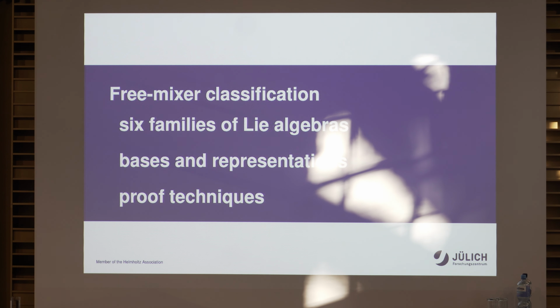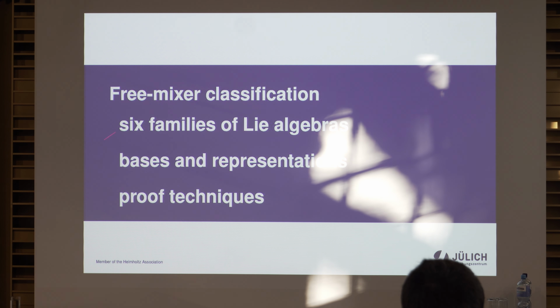So now we have set up the stage. We will now look at the free mixer case. We will see that for all graphs there are actually only six families of Lie algebras you can get, which is surprising as there are so many different graphs. We will say a little bit about what bases these Lie algebras have and what representations, and give a little hint about how we prove things.